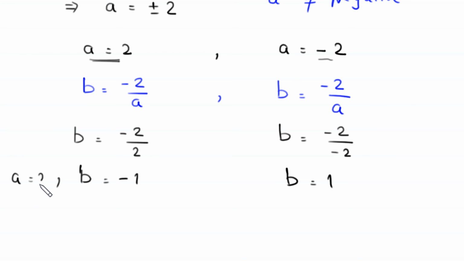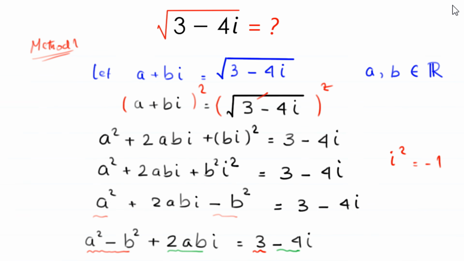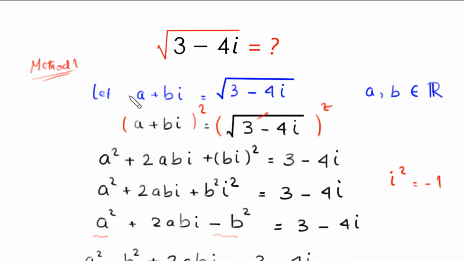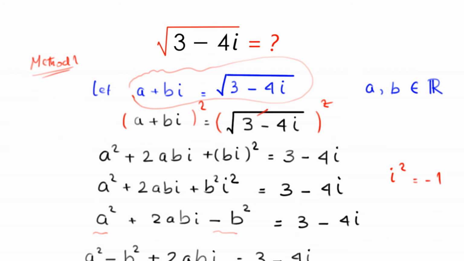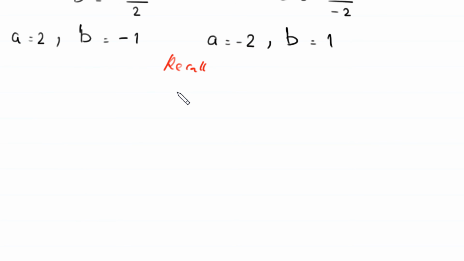It means that when b is negative 1, then a will be 2. And when b is 1, then a will be negative 2. Now recall that we have supposed that our required expression is equal to a plus bi. We have supposed that square root of 3 minus 4i is equal to a plus bi.